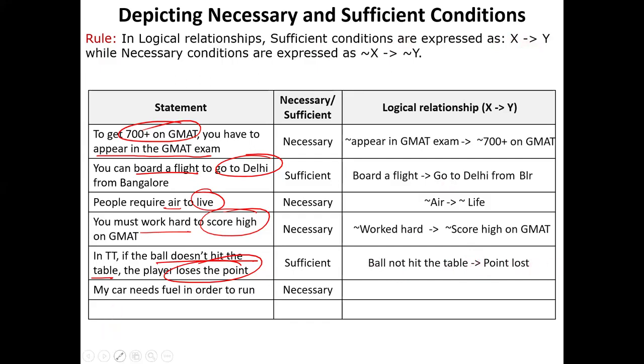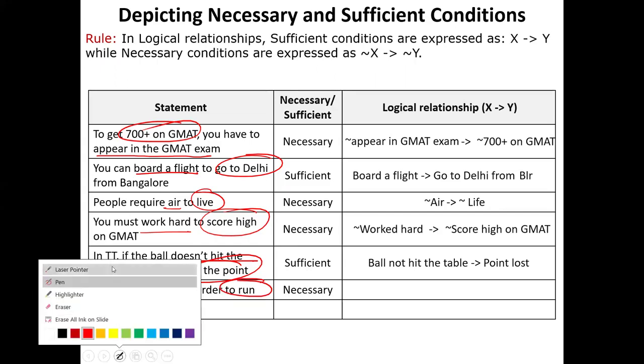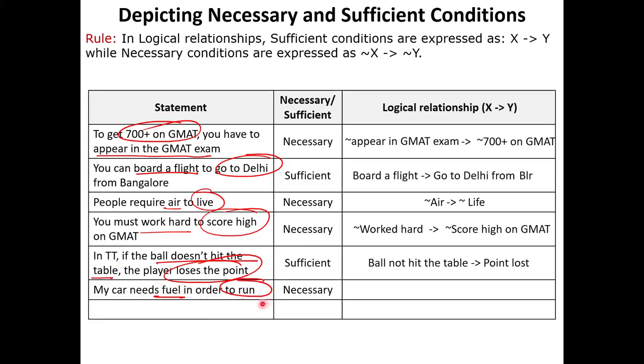My car needs fuel in order to run. Quickly tell me what's the cause here? Fuel. And what is the effect? Running. And we identified fuel as necessary for the car to run. Since it's a necessary condition, again, quickly tell me how would this be depicted as a logical relationship? Very nice. If there is no fuel, then the car cannot run.